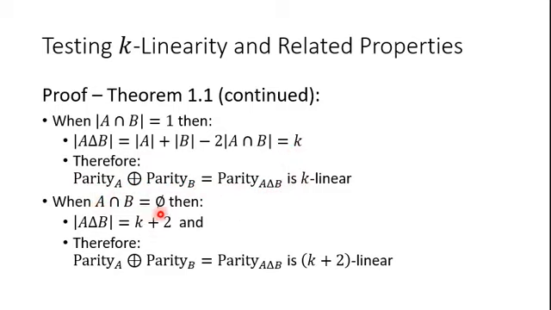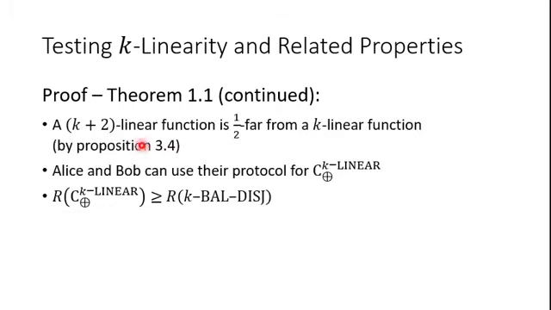Now when the intersection is empty, what we get is that this symmetric difference has size k plus 2, and therefore the parity of the symmetric difference is actually k plus 2 linear. And what we know from Proposition 3.4 is that a k plus 2 linear function is half far from a k-linear function. We proved this. So what Alice and Bob can do is they can use their protocol for this communication game in order to solve their instance of k-balanced disjoint. And then we immediately get this relation that we were looking to obtain, which is this one.